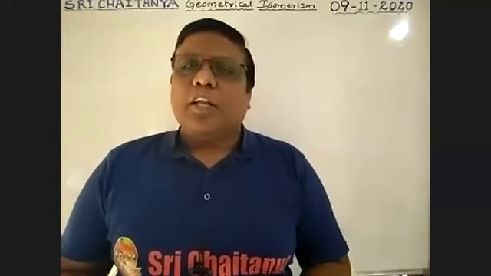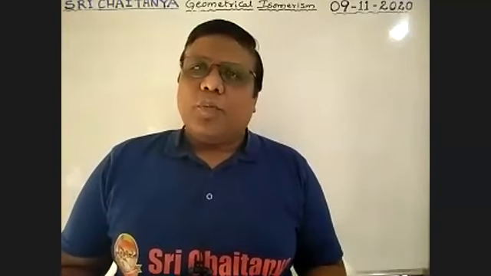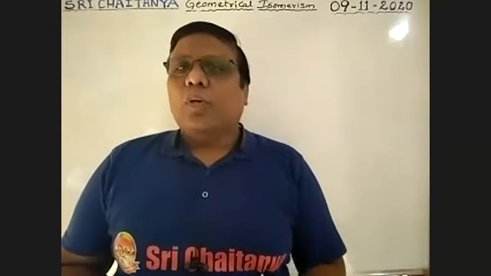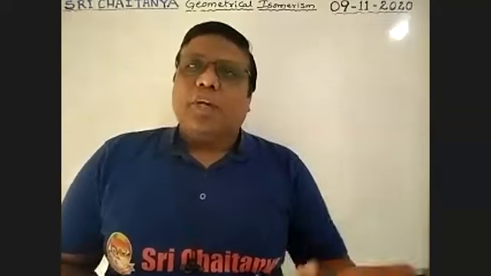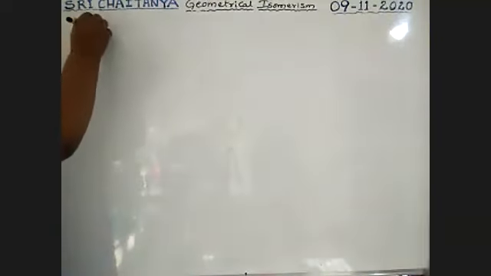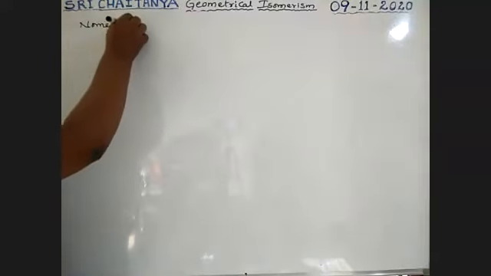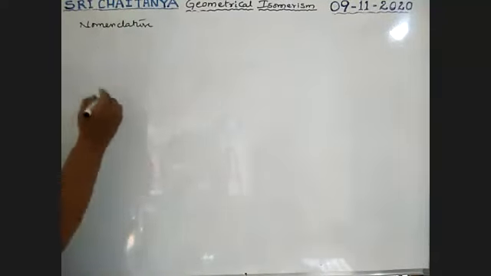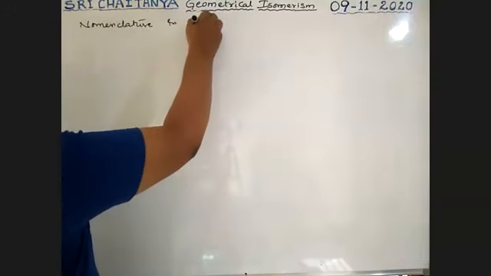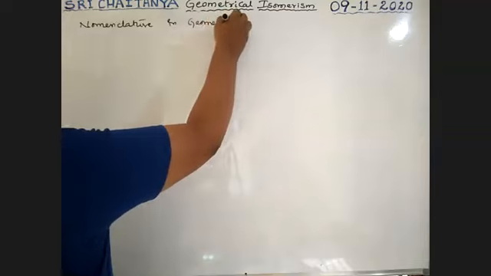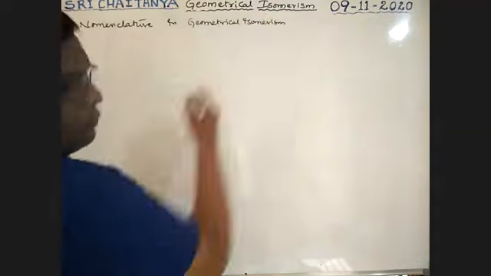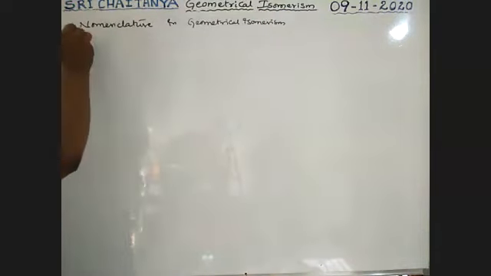Similar groups on the same side is cis. Similar groups on opposite sides is trans. So in the case of oxides, how to write? In the case of other compounds, how to write? Now, that is the nomenclature in geometrical isomerism, boys. So our topic is nomenclature in geometrical isomerism.